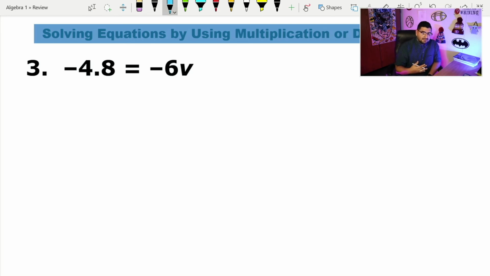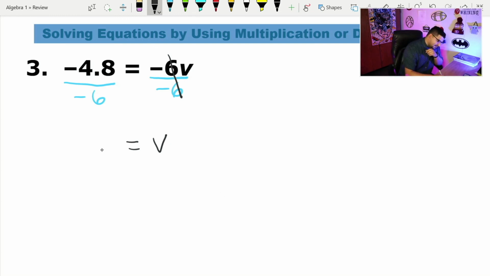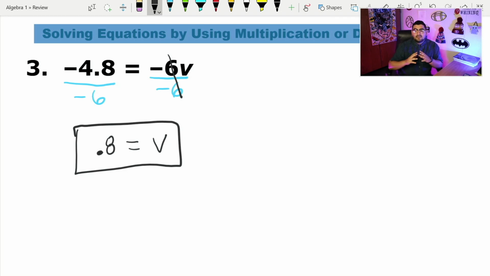So the opposite of multiplying is to divide by negative 6. And again, to keep balance, I must divide both sides by negative 6. On the right hand side, these 6's would cancel and leave me with v. On the left hand side, I have to remember that a negative divided by a negative is a positive. And also that 4.8 divided by 6 is just 0.8. And that's it for one-step equations.